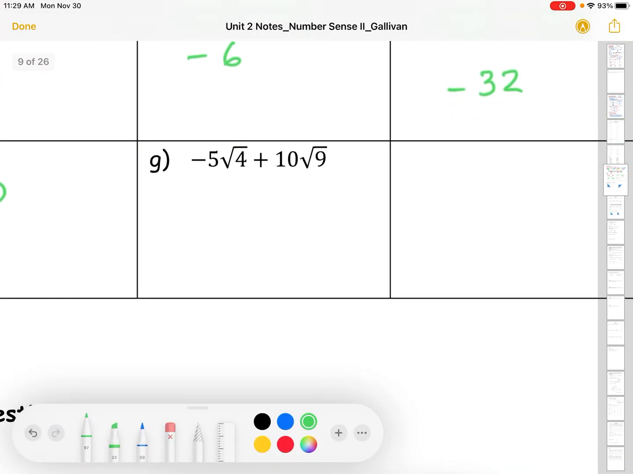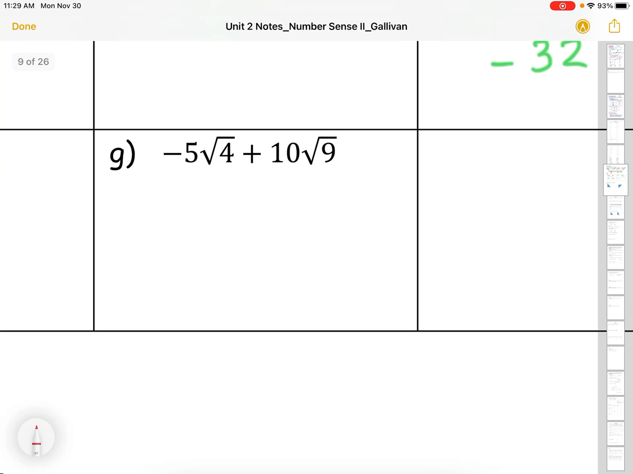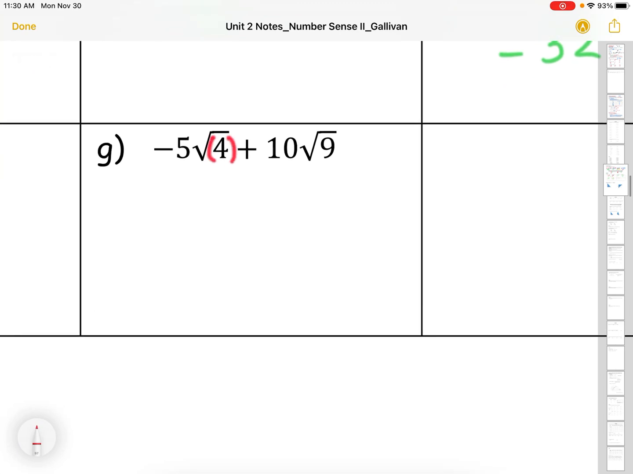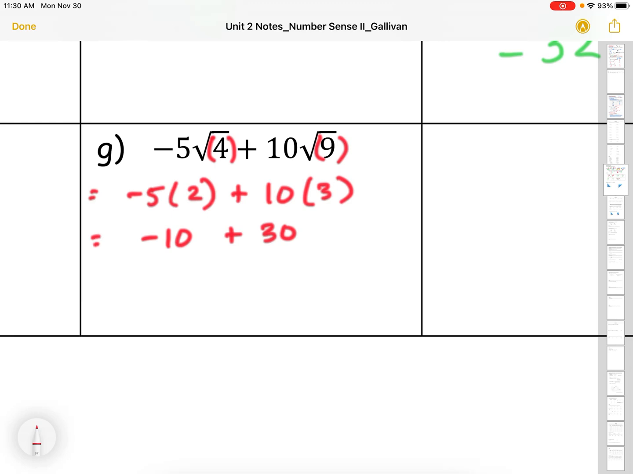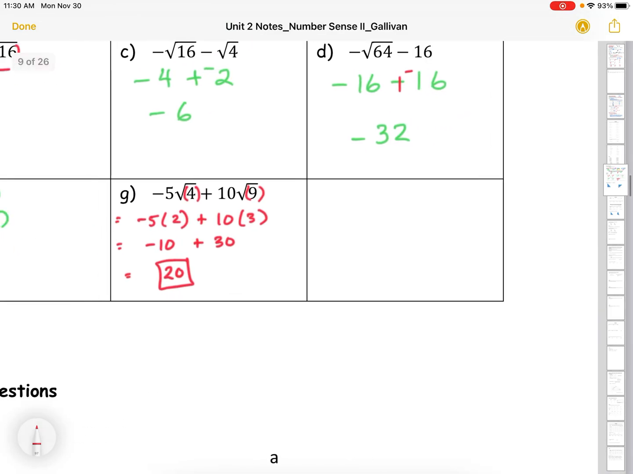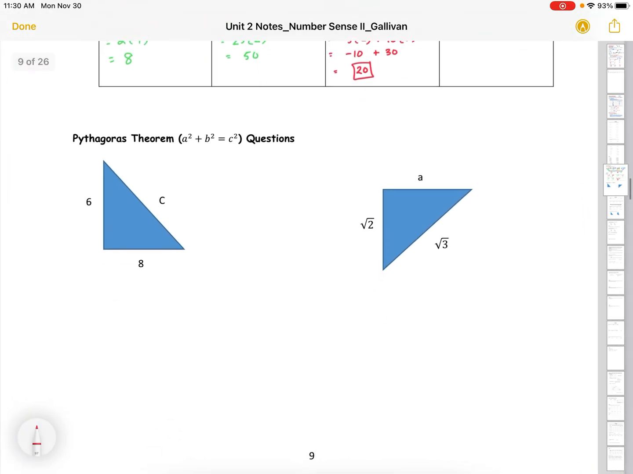So you can see how you kind of have to solve these. Treat these like they're in brackets, okay? And you're gonna solve them first. So negative 5 times 2, because square root of 4 is 2, plus 10 times 3. So this will be negative 10 plus 30. Negative 10 plus 30 is 20, okay? And then there's no question there.